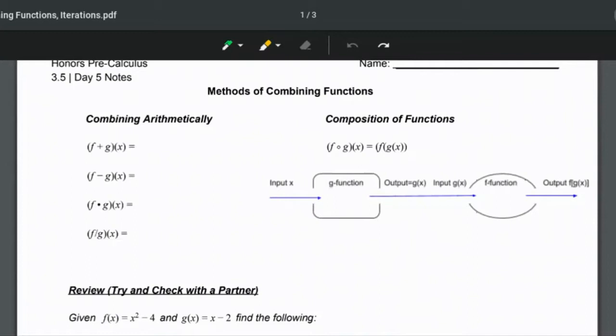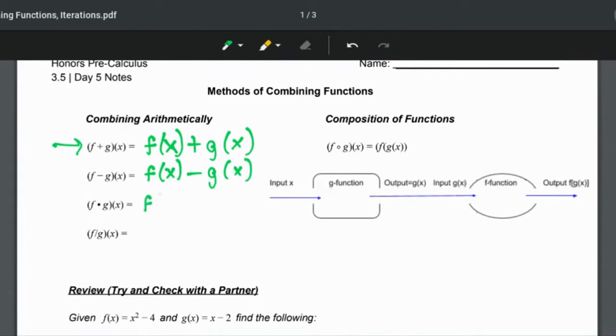So this first notation represents f of x plus g of x. So you have some expression that's equivalent to f of x and another expression that's equivalent to g of x, and you want to add those two together. The next one is f of x minus g of x. The next one is f of x times g of x.